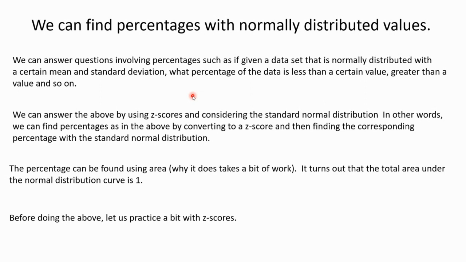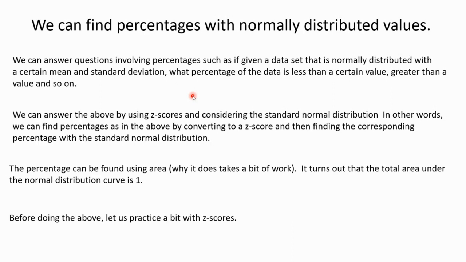Essentially, we can determine percentages that are less than a data value, or a percentage of data values greater than a number. What we do is convert to a z-score and then work with the standard normal distribution. So we can convert to the standard normal distribution and play around with that, and then convert back to the normal distribution we were working with.